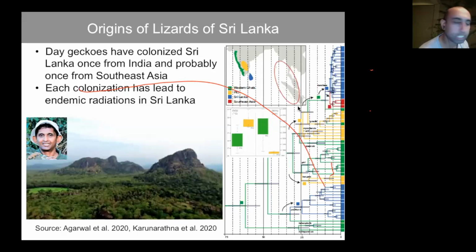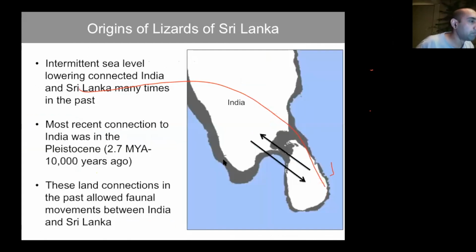So we have been working together since 2019 on this particular project. Right, so you might wonder how these species from India got to Sri Lanka, right? So it's simply they walked, right? So how come? Because there's no land bridge between Sri Lanka and India.